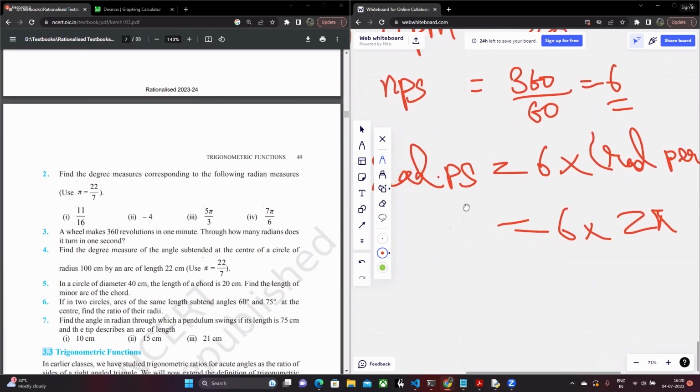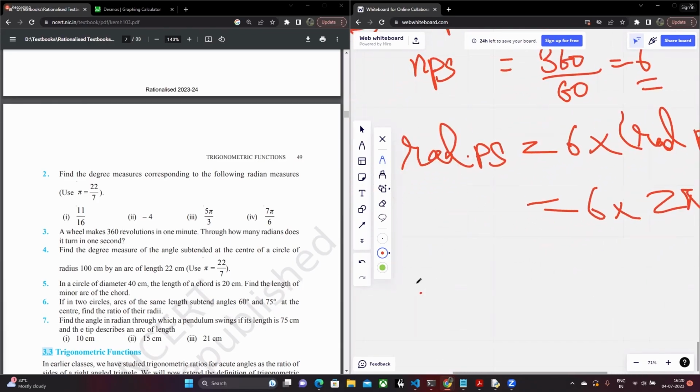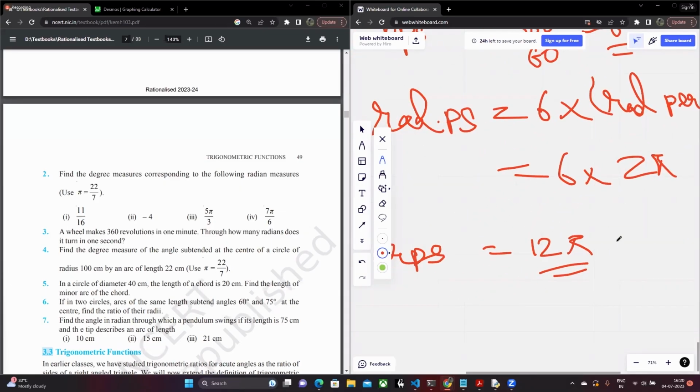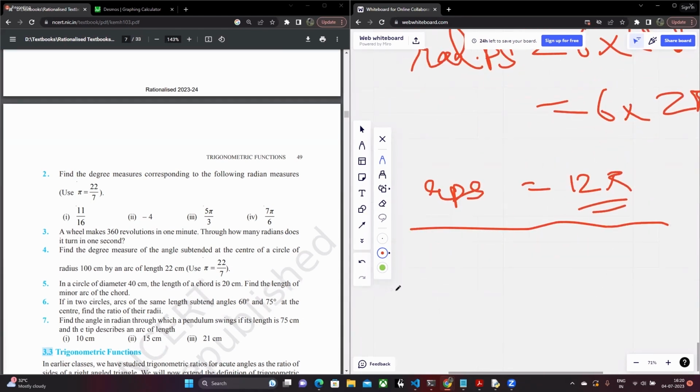So the radians per second over here, what they've asked, is basically 6 into 2 pi, that is going to be 12 pi. If you want, you can convert this pi into decimals and say that this is going to be 36 point something. But leave it as 12 pi. This is better looking and better to write, and it's easier for the examiner to see, instead of converting to decimals and them checking your maths. Don't do that.